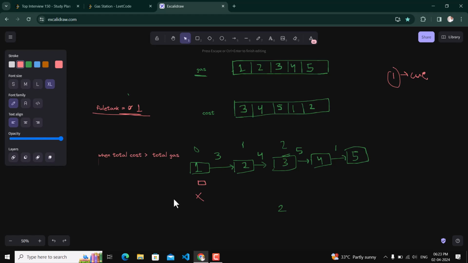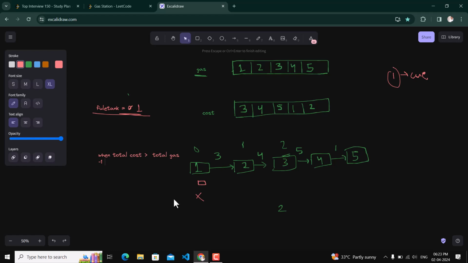in that case we will never be able to travel and come back to the initial point from where we started, because the cost is more and the gas which we can gain in a path is less than the total cost. So at some point in the path we are going to get stuck.